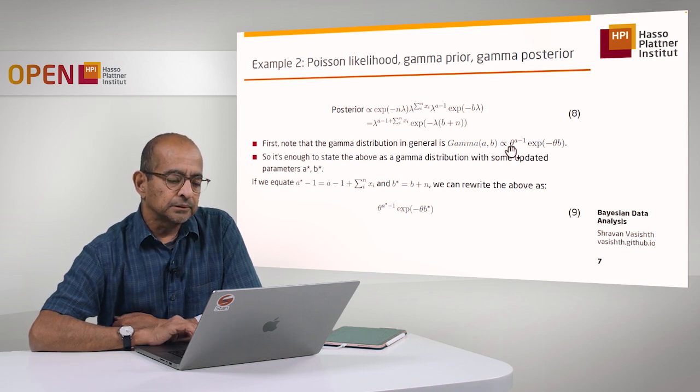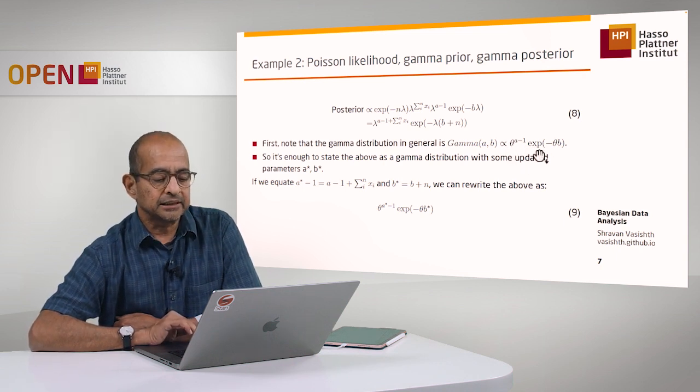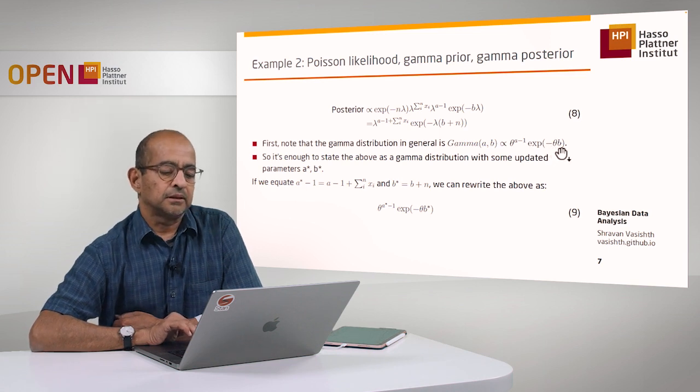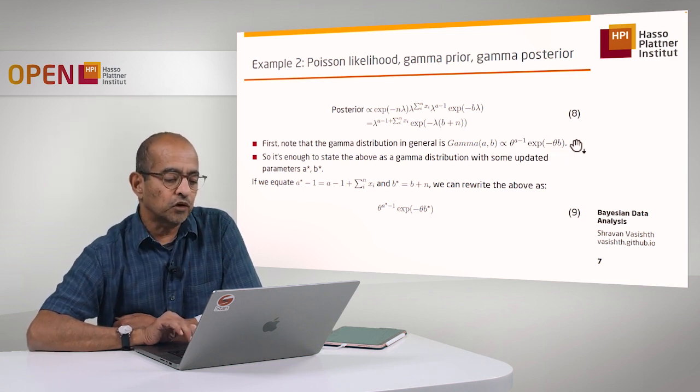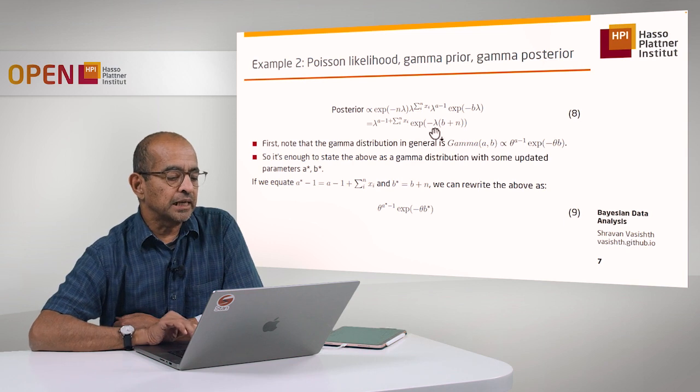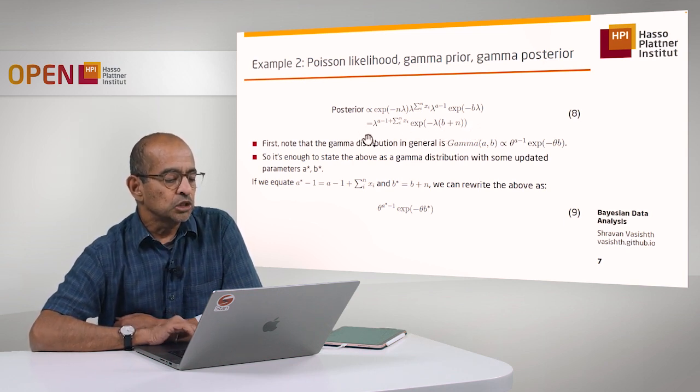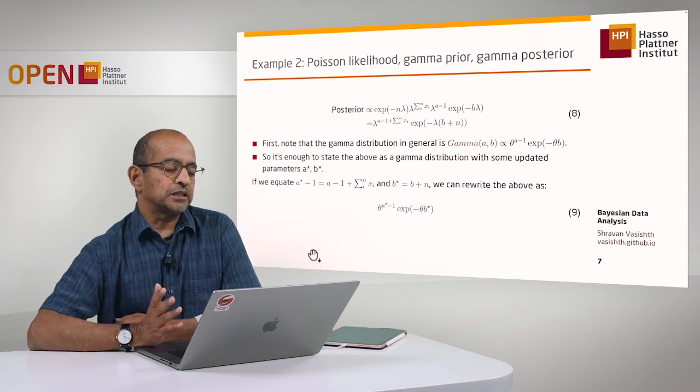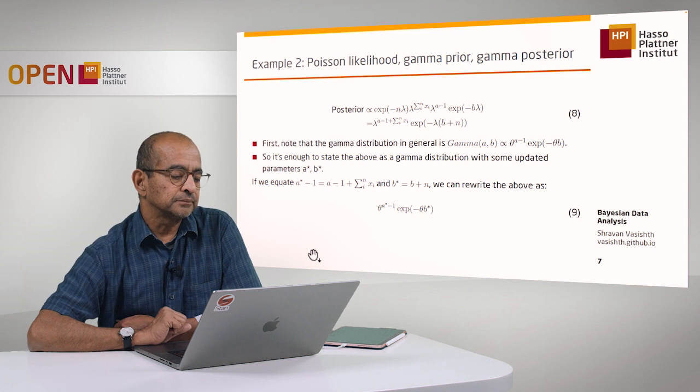And I've got, read this as lambda to the power of a minus 1, and read this as exponent minus lambda times b. So this form is exactly the form that I'm getting here in this posterior in terms of the lambda variable, right? So all I have to do now is represent this posterior, this kernel, in terms of the gamma distribution. So how do I do that?